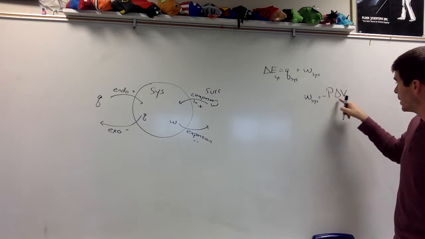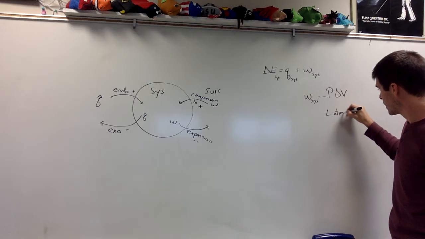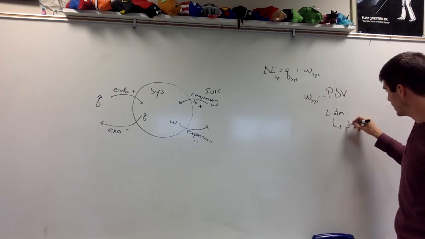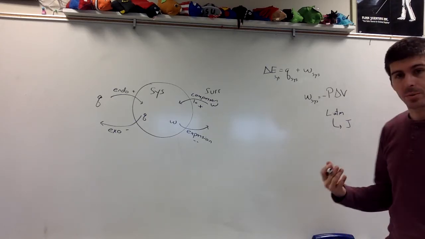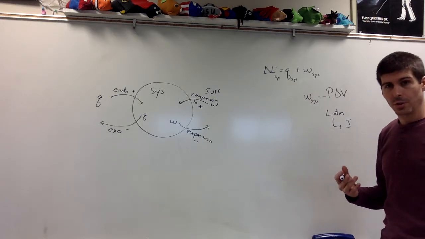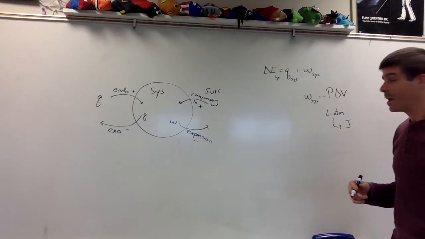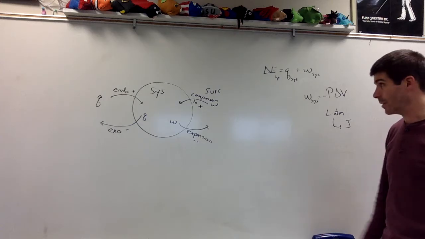This will come out in units, liters, and atmospheres. And you need to do a conversion to get that into joules. And there's a conversion you can use for that that's actually related, if you're familiar with that number, 101.3. That's related to pascals, which is our SI unit for pressures. So that's going to help us get liters, atmospheres into joules, because that's a unit of energy.